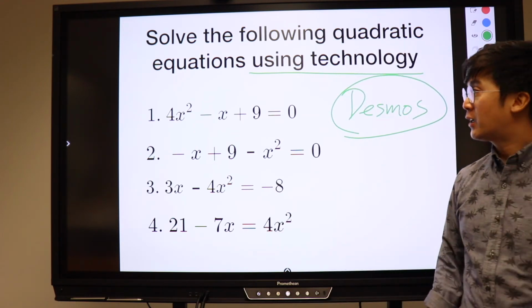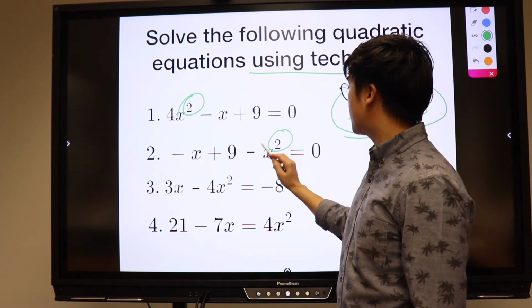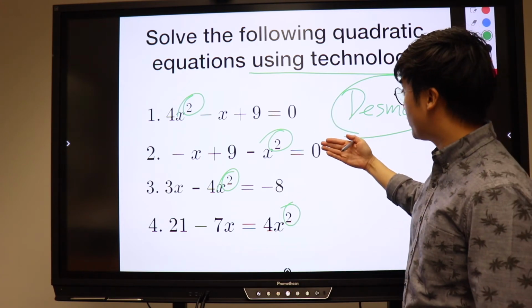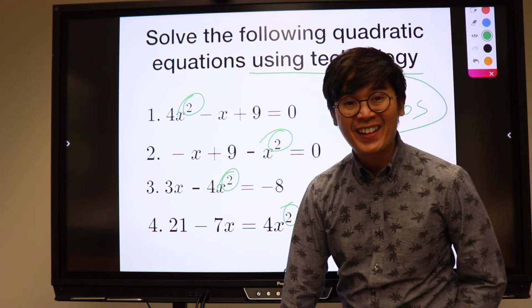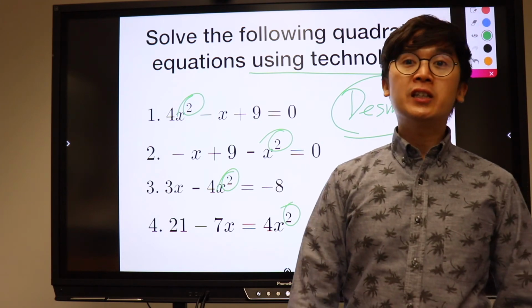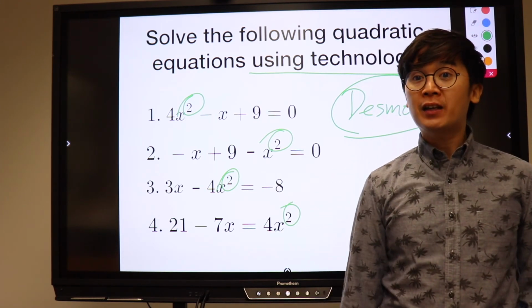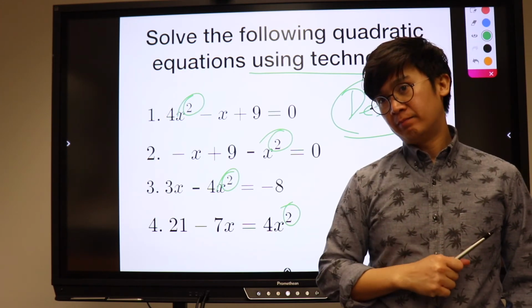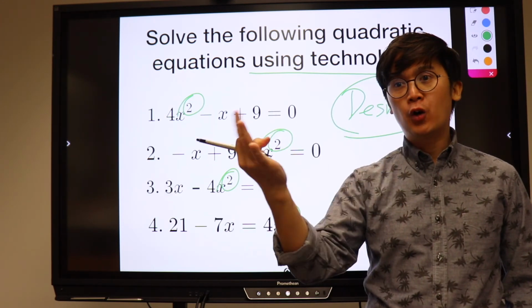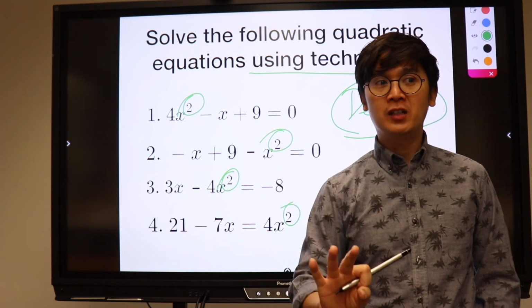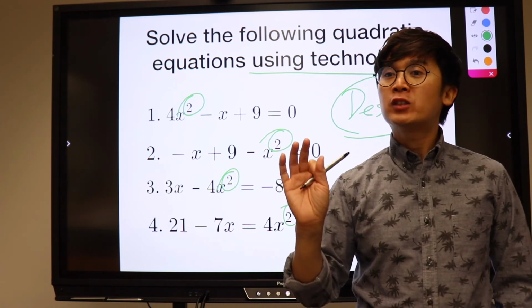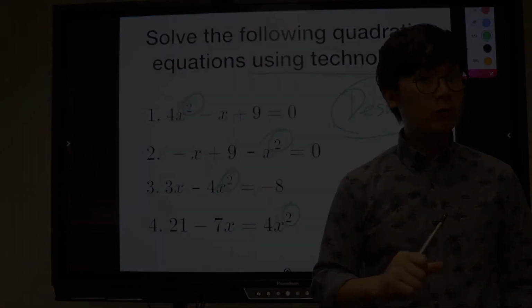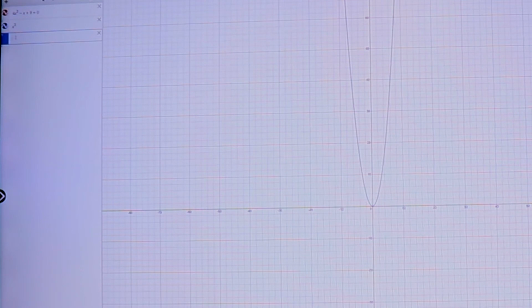All of them are quadratic equations because the highest exponent of your equation is equal to 2, even though some of them are equal to 0 and some of them are equal to something else. Still, they are considered quadratic equations, and if it's a quadratic equation, we can solve it using any method: factoring, quadratic formula, or completing the square. However, I want you to see how technology can help you answer this problem. Are you ready? Can you please give me the other examples that we have?